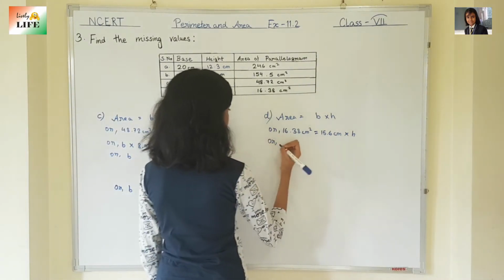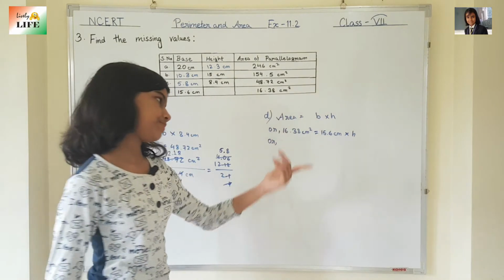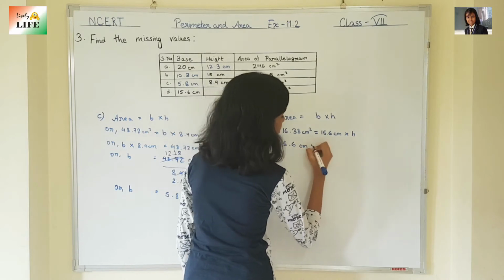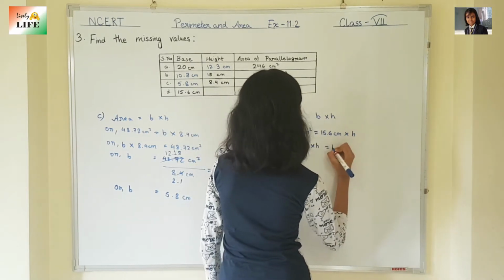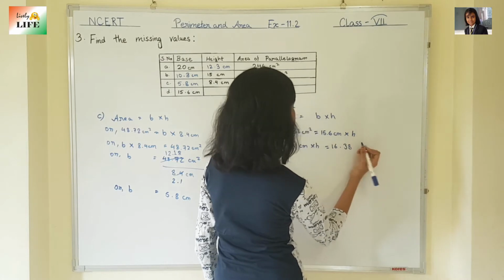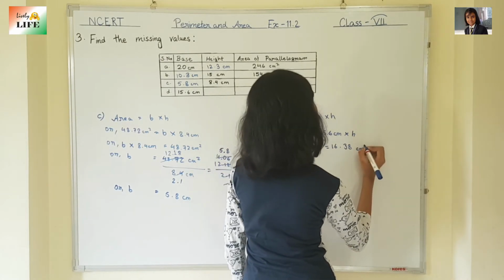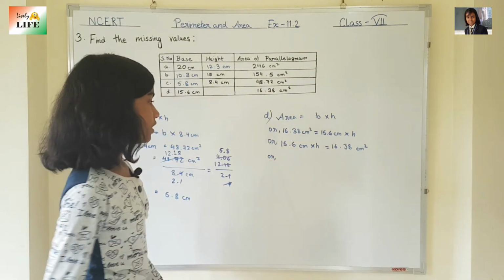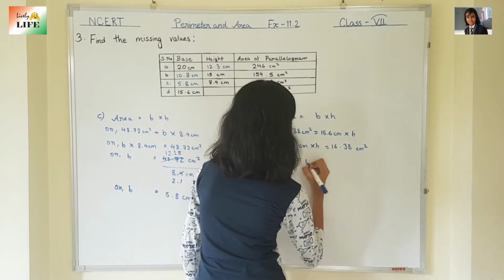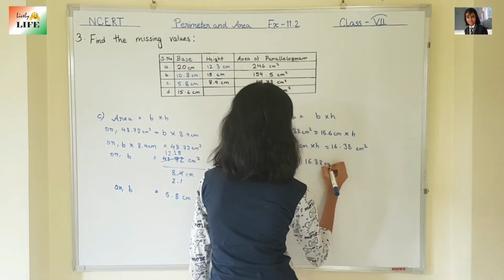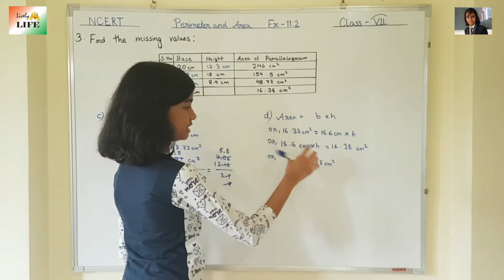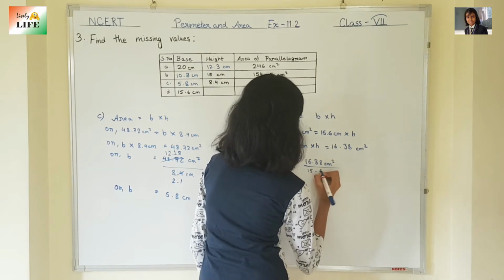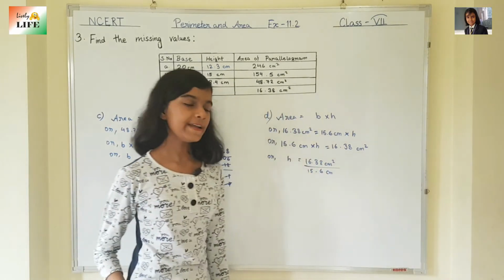Now same thing we are going to do. We are going to write this in the opposite way. So 15.6 centimeter multiplied by height is equal to 16.38 centimeter square. Now we need to find height. Height will be over here. Then 16.38 centimeter square. Here was multiply, here will become divide, 15.6 centimeter. Right?